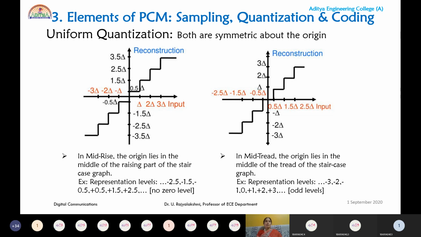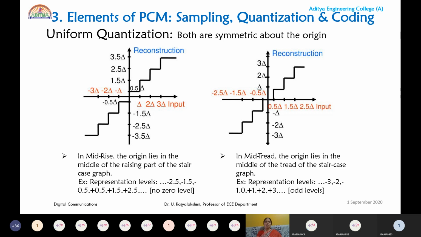Always remember that in the mid-rise, we don't have a 0 reconstruction level, because the amplitude levels will be like minus 3.5, with a 0.5 factor. But in the case of mid-tread, the origin lies in the horizontal or tread position of the staircase graph. It will have representation levels that range from minus n to plus n. Here we have a zero reconstruction level. That is the basic difference between mid-rise and mid-tread.